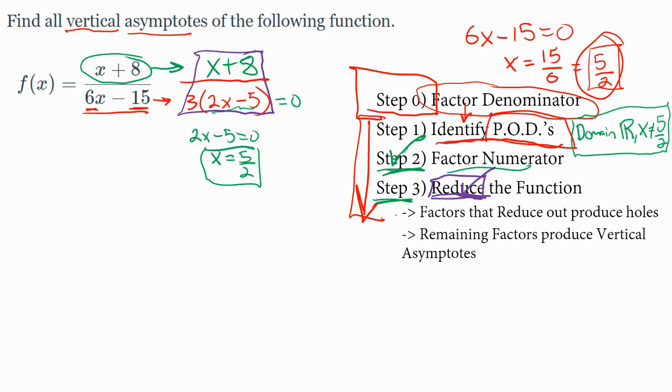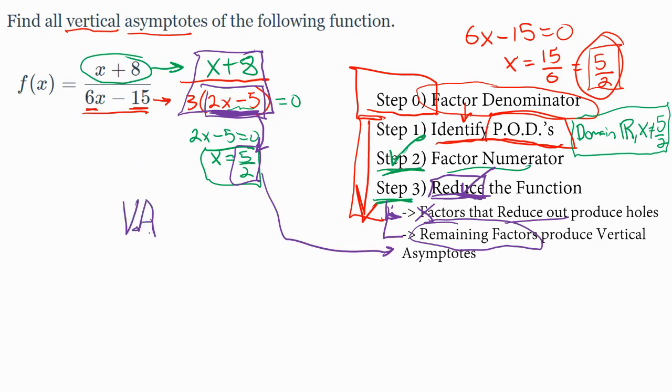But now what that means is we're supposed to work these two options. Coming down here, factors that reduce out produce holes. Nothing reduced out, so I don't have any of those. And so I go to the next place where the remaining factors produce vertical asymptotes. This remaining factor is the 2x minus 5 that I'm talking about. And so what that means is it produced this point of discontinuity of 5 halves. Since it remains in the fully factored form, we now name that a vertical asymptote. So this problem has a vertical asymptote, VA for short, at x equals 5 halves.